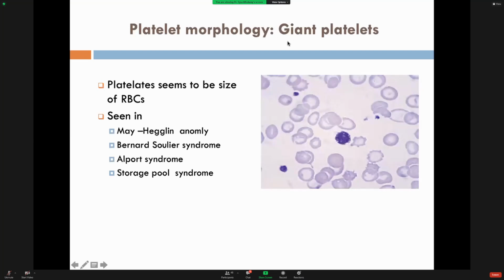This is the platelet morphology. It's called giant platelets. This is the giant platelets. Platelets seem to be the size of red blood cells. We can see them with May-Hegglin anomaly, Bernard-Soulier syndrome, Alport syndrome, storage pool syndrome.